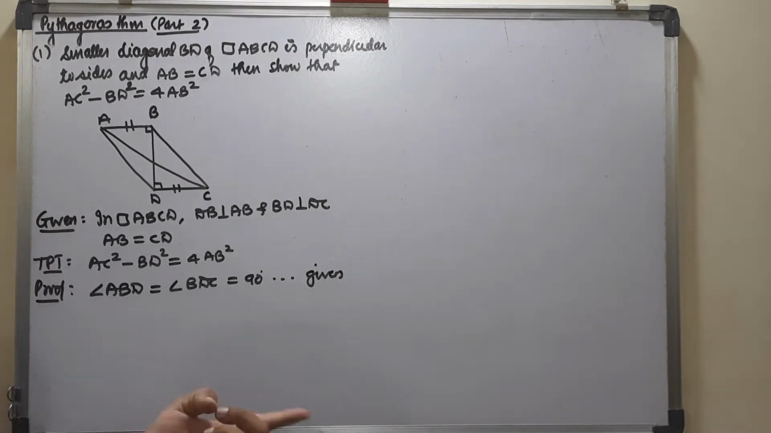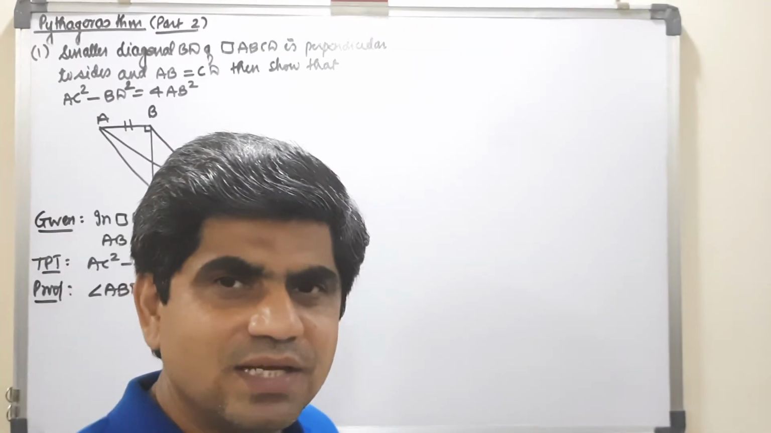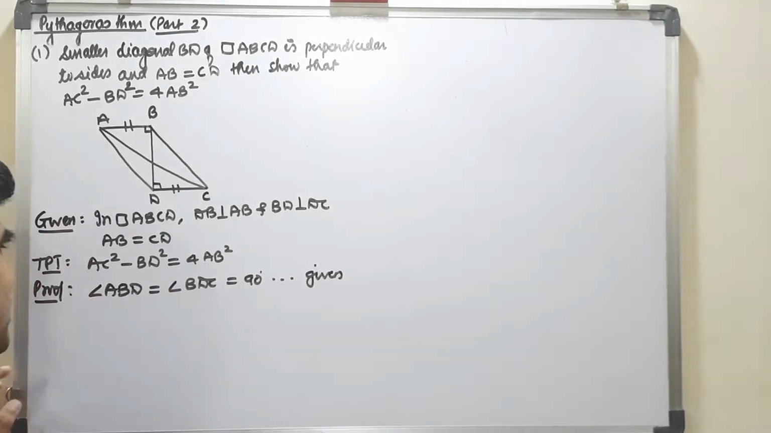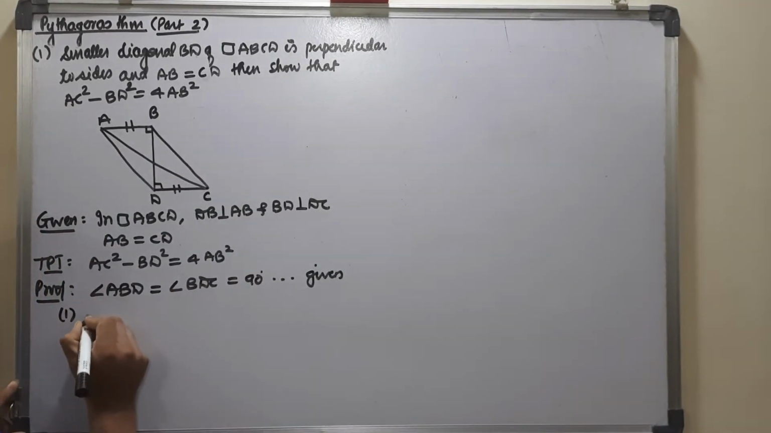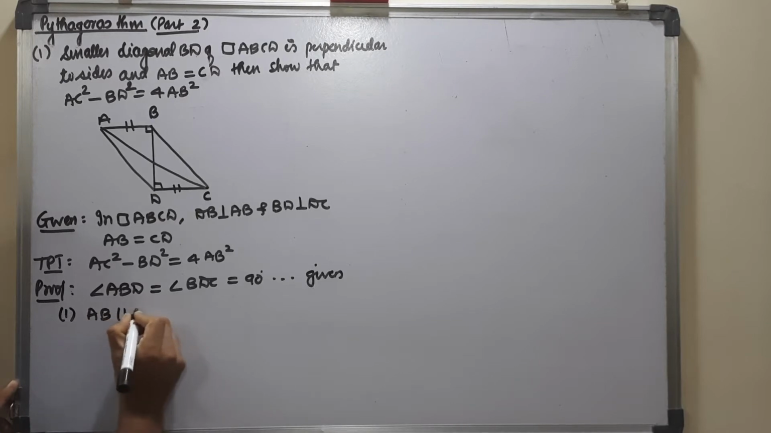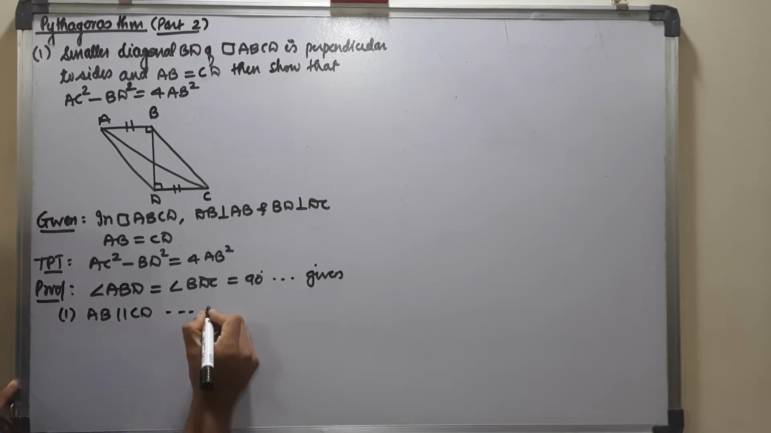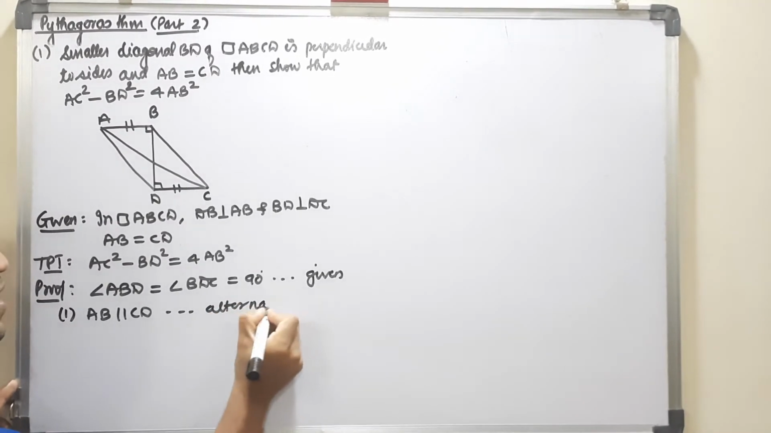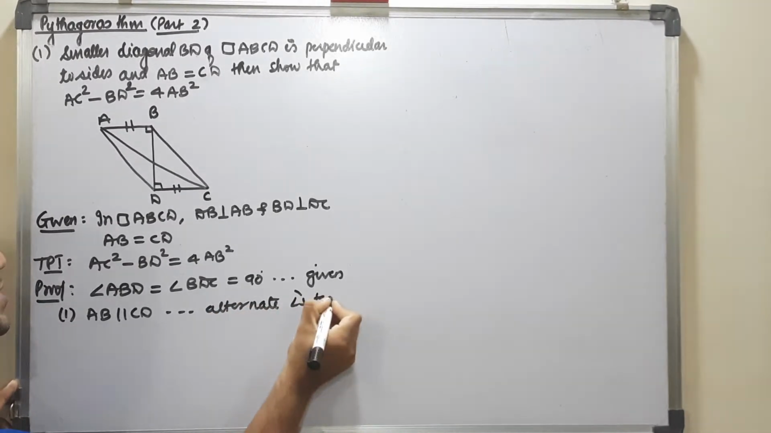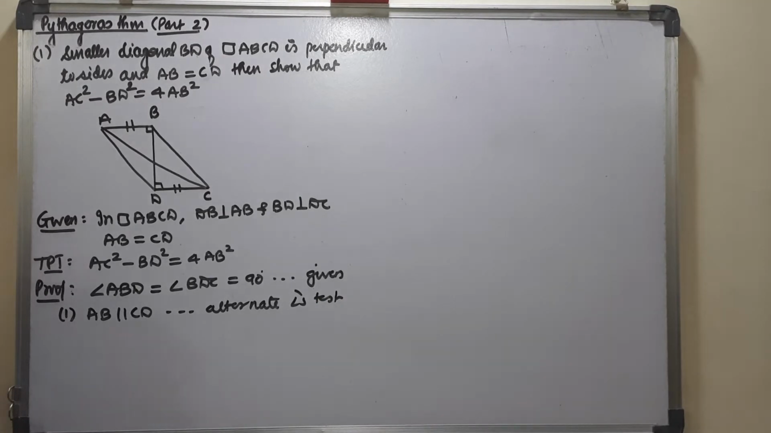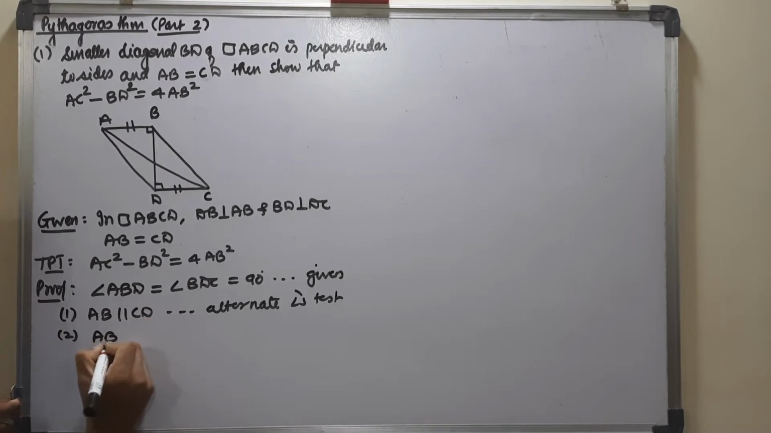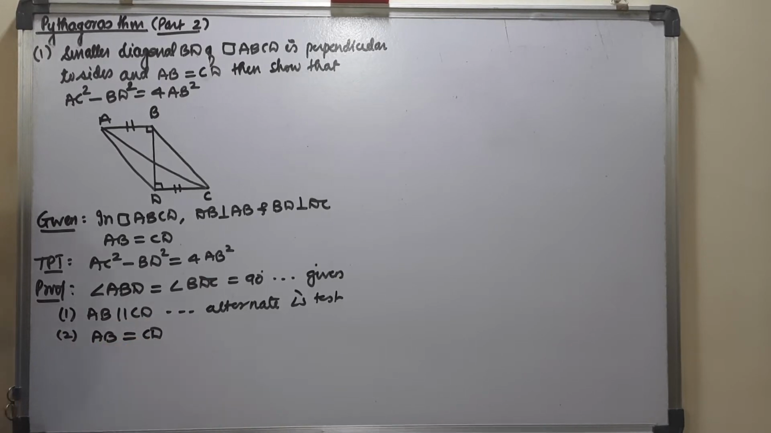Since they form alternate angles and a pair of alternate angles are congruent, the lines are parallel. Therefore I will have AB parallel to CD. This is the alternate angles test that you have studied last year. Now I see one more thing related to AB and CD: AB is equal to CD.